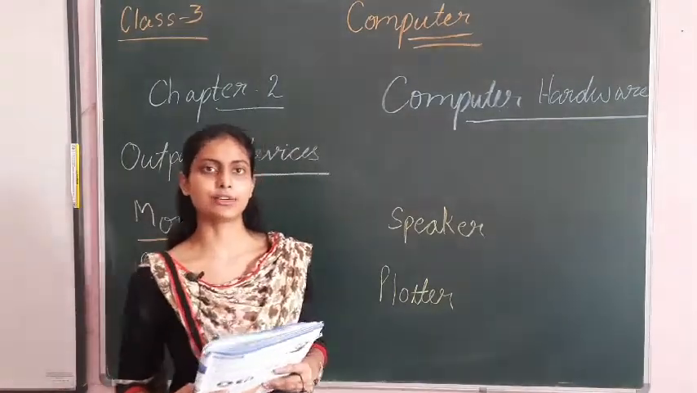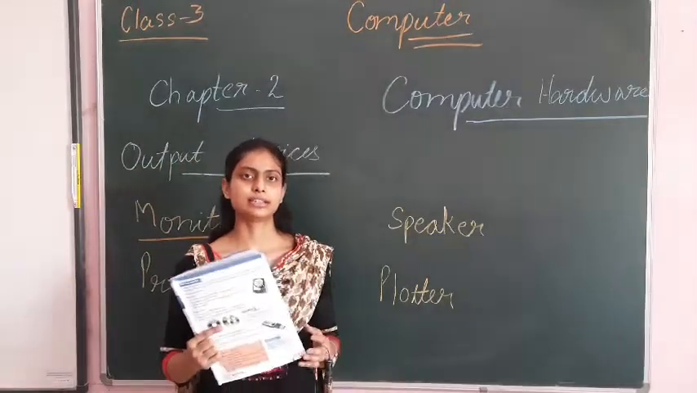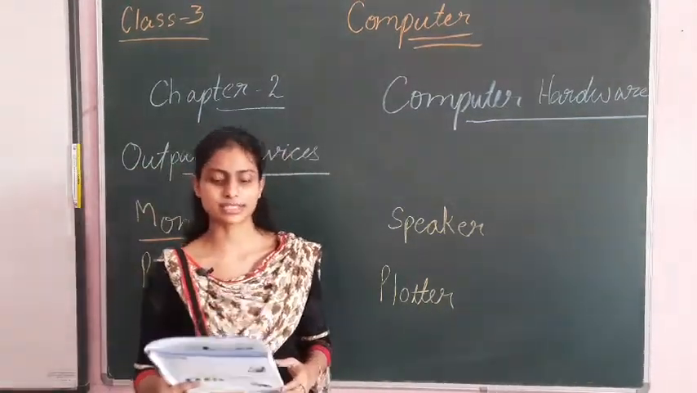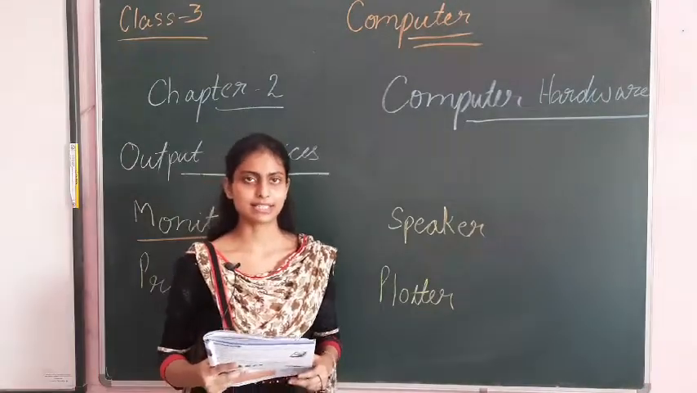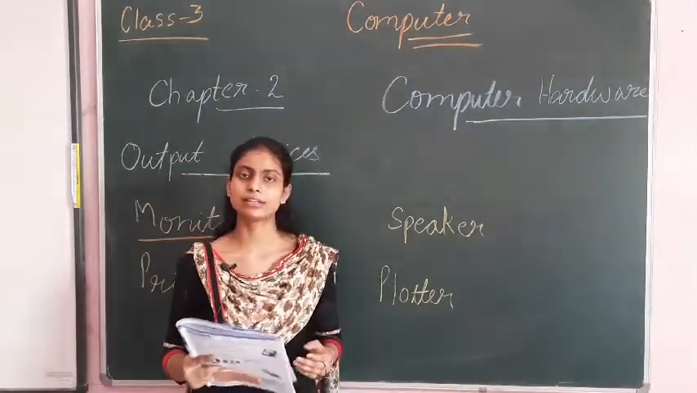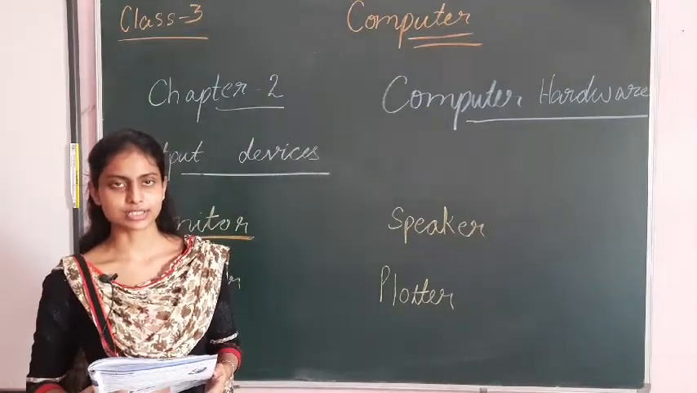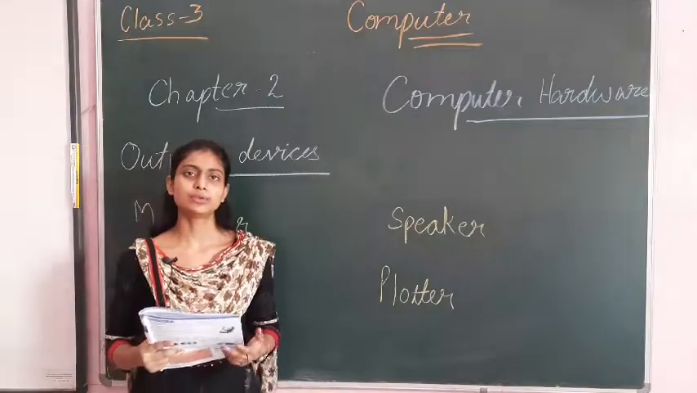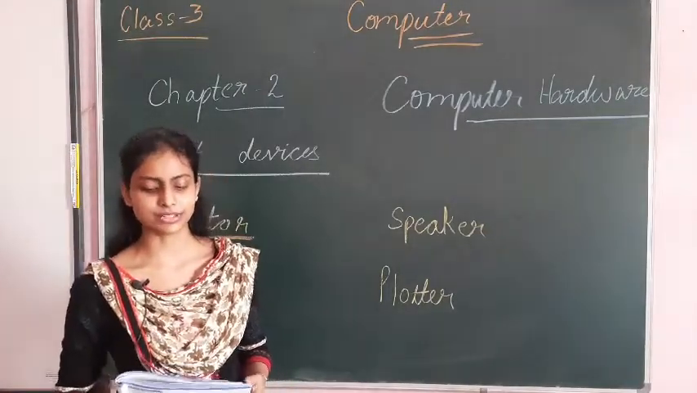So a monitor is the main output device because whatever result is given by the computer after processing is given by this monitor only. It looks like a television screen. It shows text and pictures on the screen. Now on the monitor, what do you see? You see this text and pictures. You see all these things on the monitor.